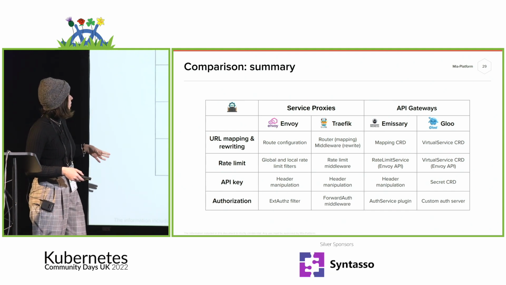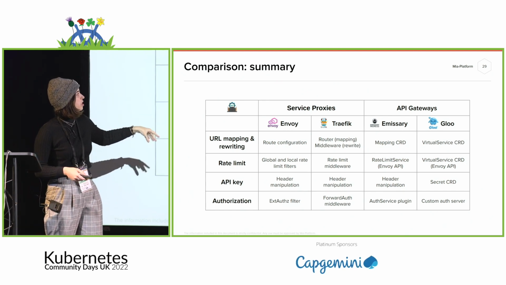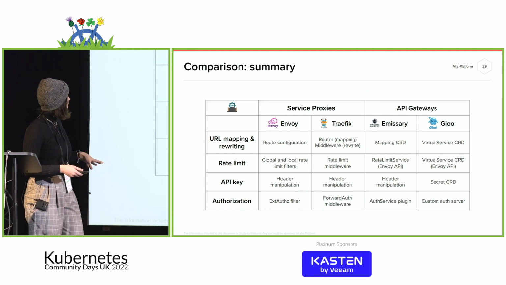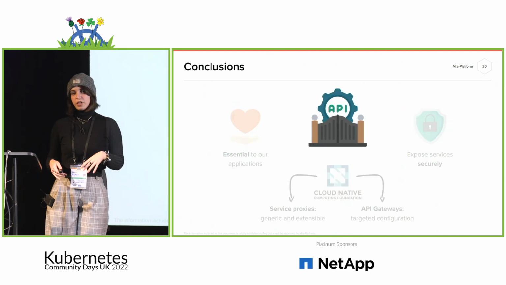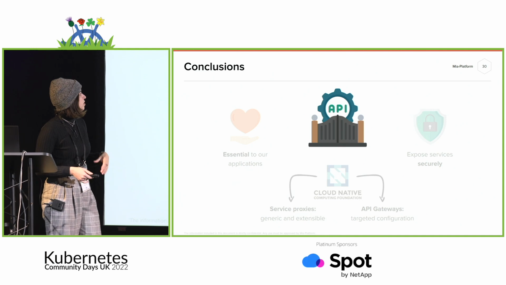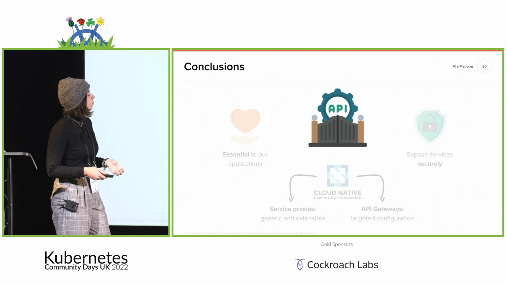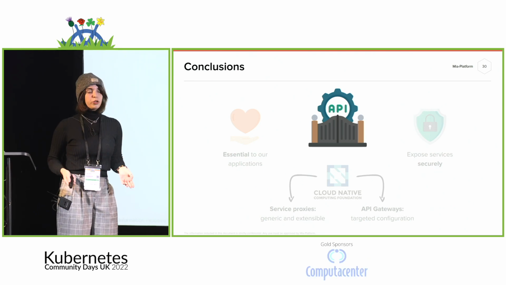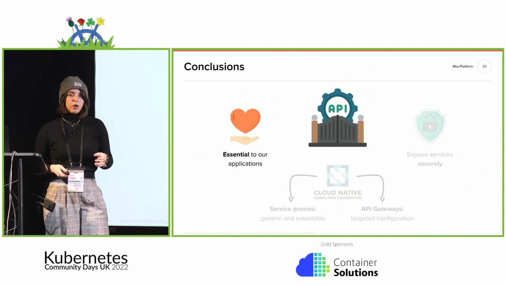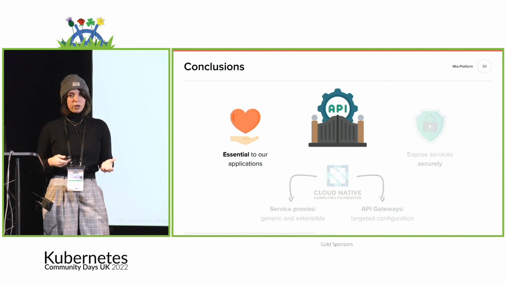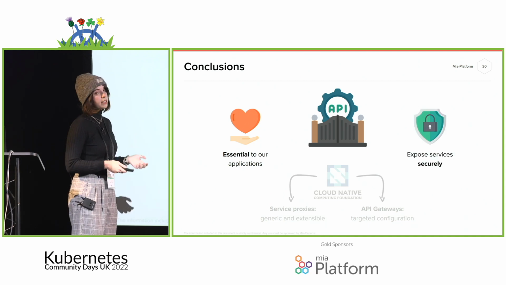So we saw these different features and how they were implemented both in the 2 service proxies and the 2 API gateways there. So yeah, we can go to the conclusions of today's presentation. So we started talking about API gateways. We discovered that there are some essential tools to our application, since they help managing and orchestrating the traffic that goes into our applications from the outside world, and therefore they help us exposing services securely.